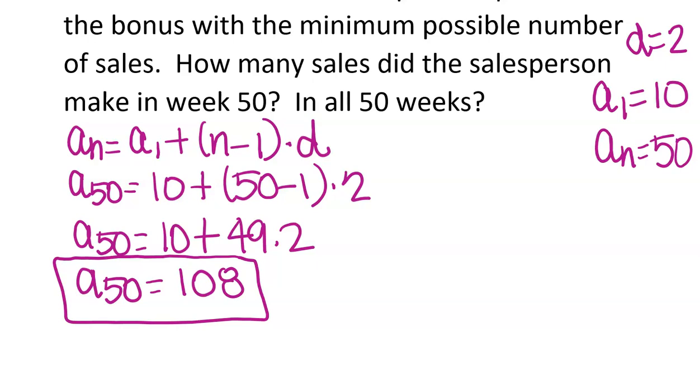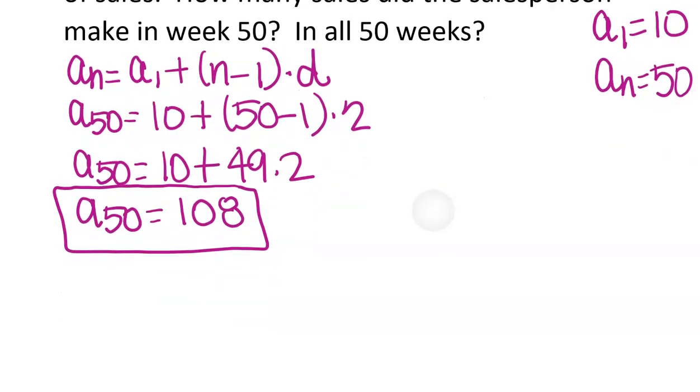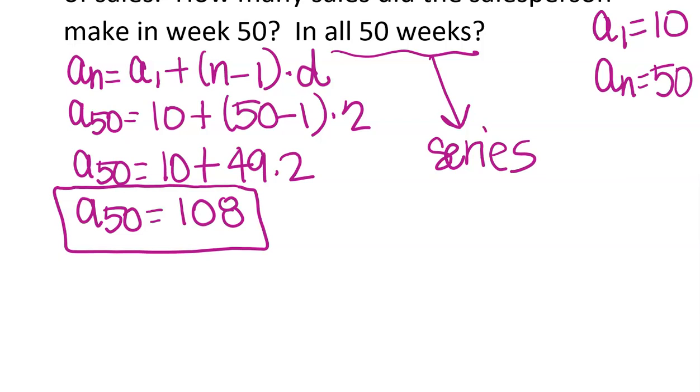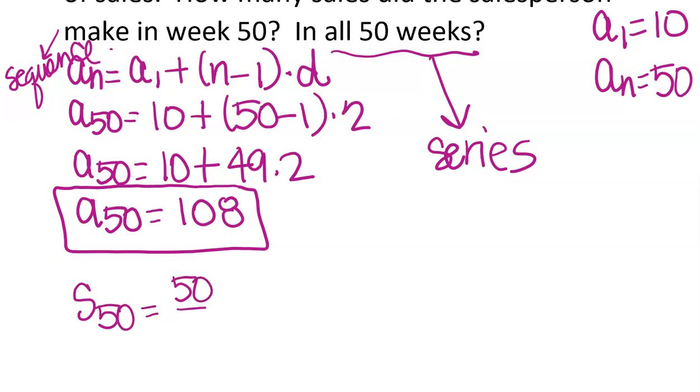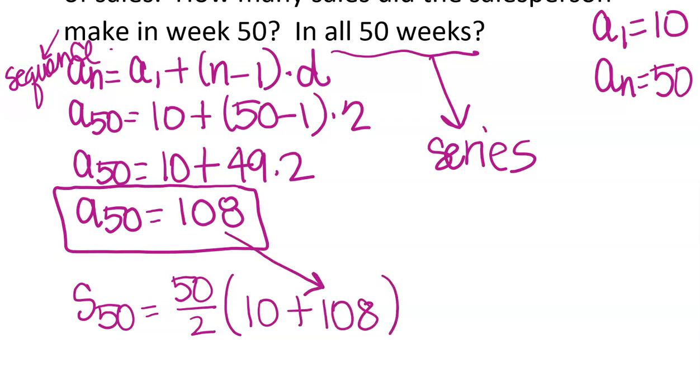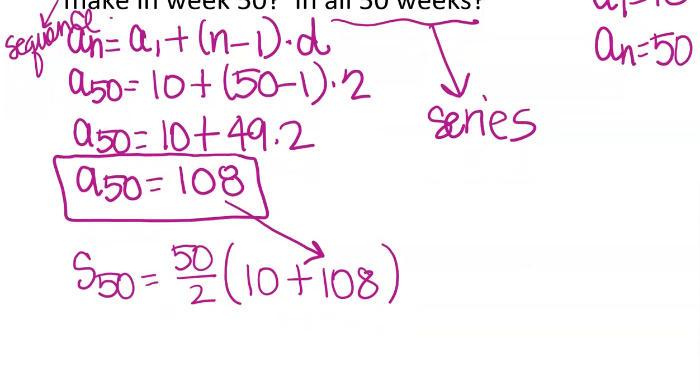They want to know how many sales they made altogether. So now we turn it into, in all 50 weeks, this is a series, where this one right here was just a sequence. For the sum of 50 terms, we're going to use the new formula that we got today. 50 divided by 2. My first term is 10. My last term is going to be this one. In the first week, they had to make 10 sales. In the last week, they will make 108 sales.